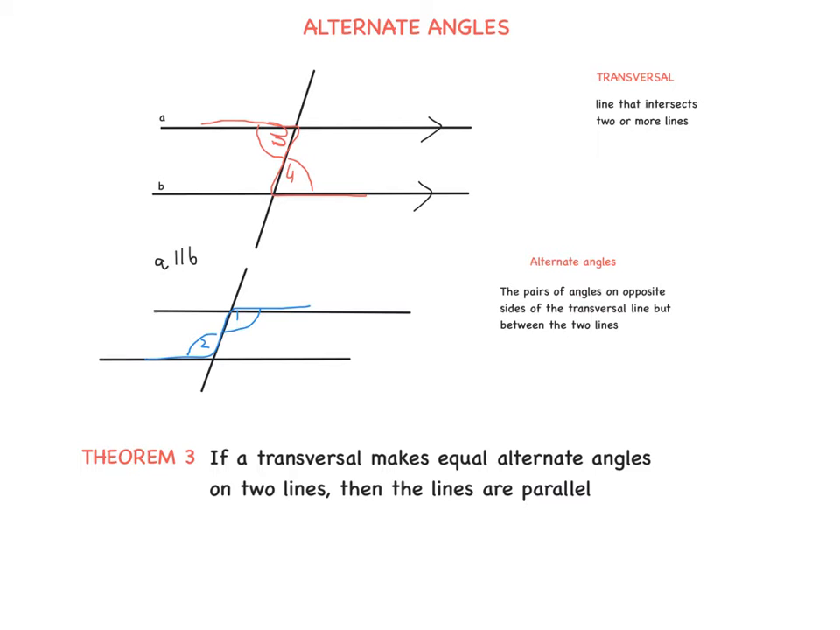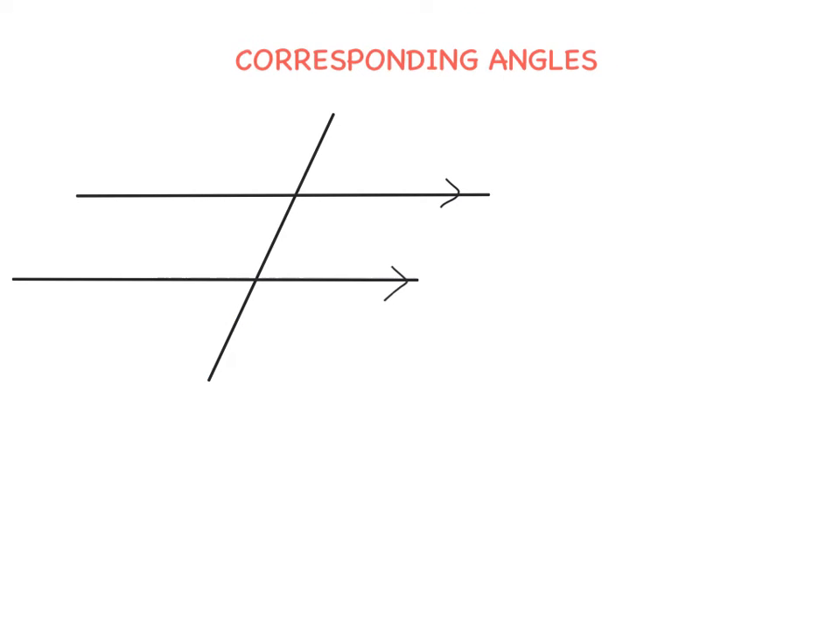And then we have the next term, term number 3. We won't follow them in order. So this one, term number 3, says if a transversal makes equal alternate angles on two lines, then the lines are parallel. Take it down into your copy, please. And here we have the same two parallel lines and a transversal line which goes across.